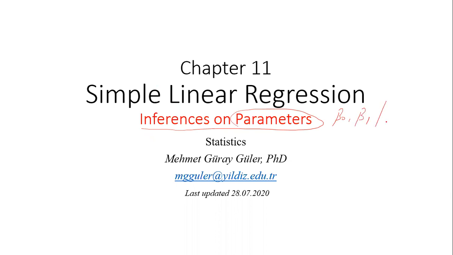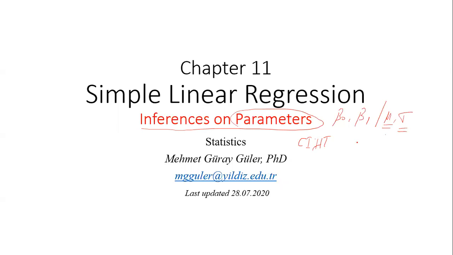Again, just remember, previously we were talking about parameters mu and sigma. And what we do is we just use confidence intervals, right? Let me just write it here. Confidence intervals and hypothesis testing for parameters mu and sigma. We will do the same thing for beta 0 and beta 1.